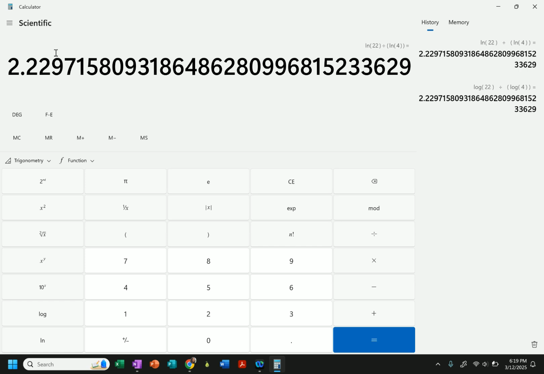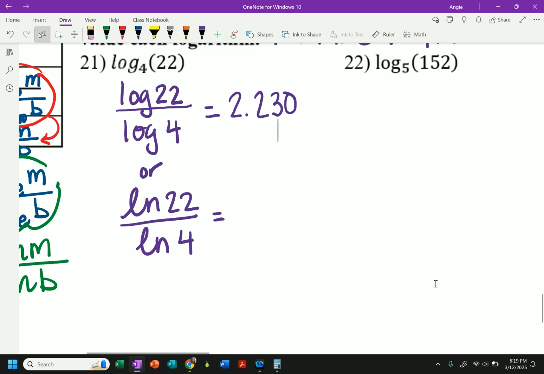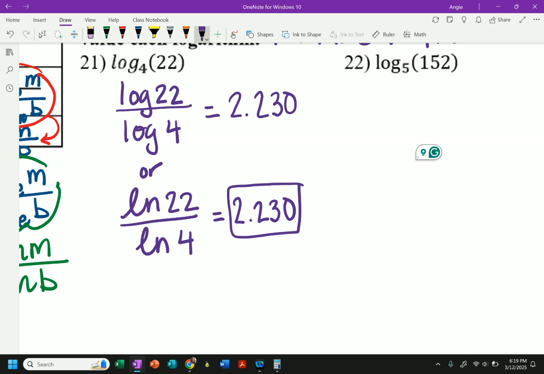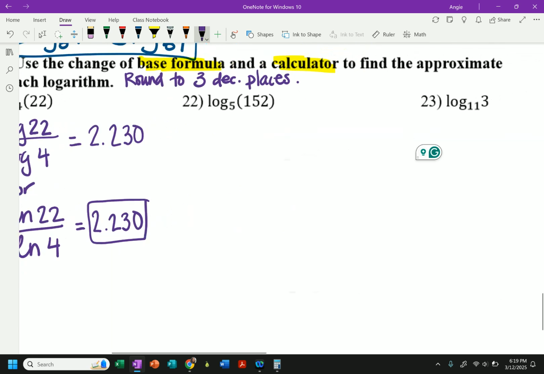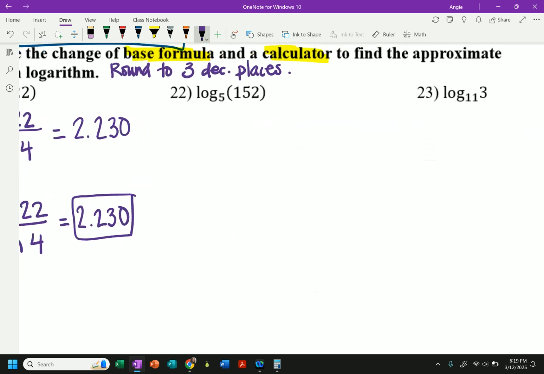So notice how it doesn't matter how we use the change of base, as long as the base we are using is the same, then the answer should be the same, okay? So both are giving us exactly the same decimal approximation, which is 2.2297, which we need to round up as 2.230.